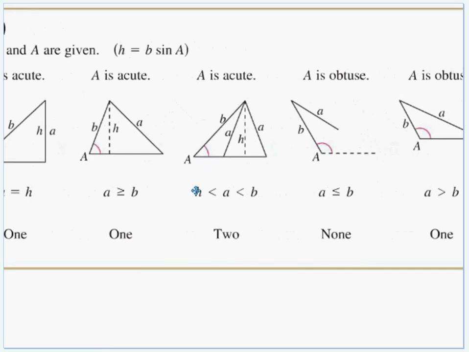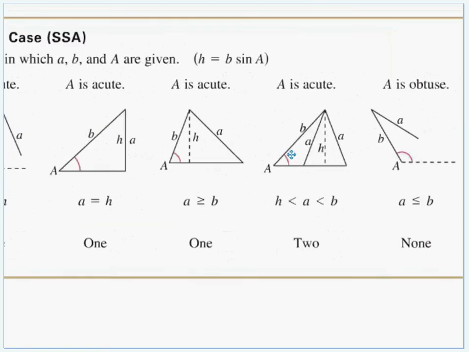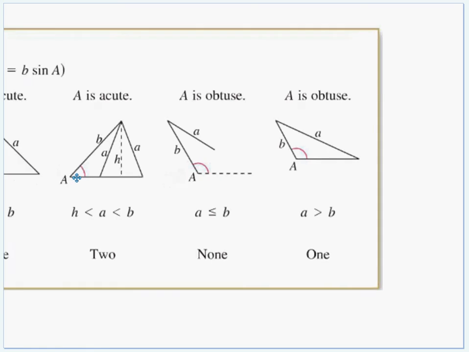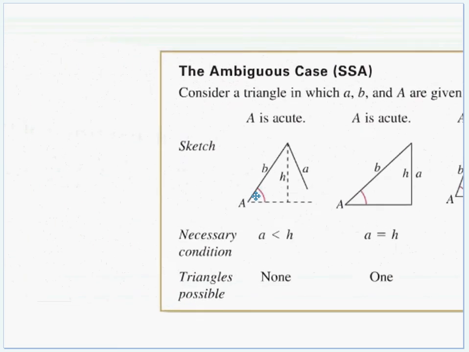If H is less than A, which is less than B, there's going to be two solutions, and those are all for acute angle A. If A is not acute, if it's obtuse, and A is less than or equal to B, there will be no solutions. If A is greater than B and A is obtuse, there will be only one solution. So this is a lot to memorize and work out just to start a problem.